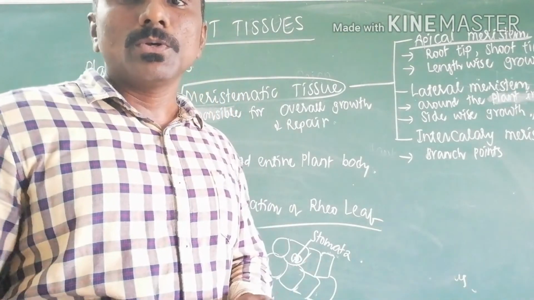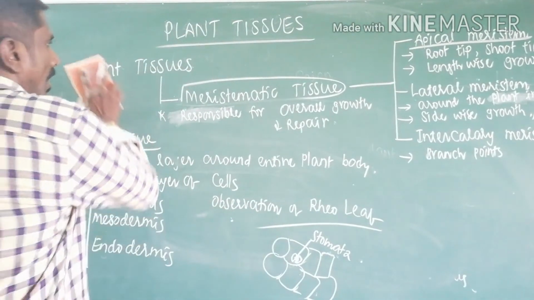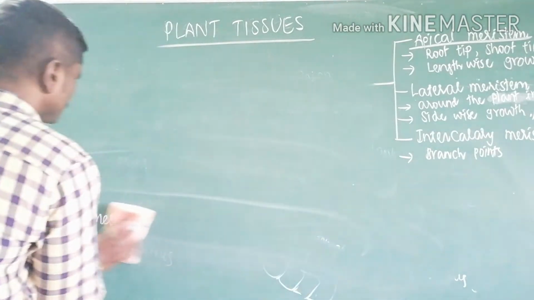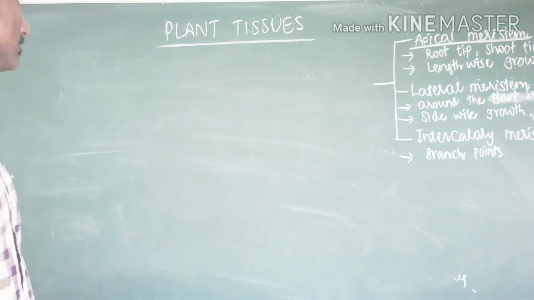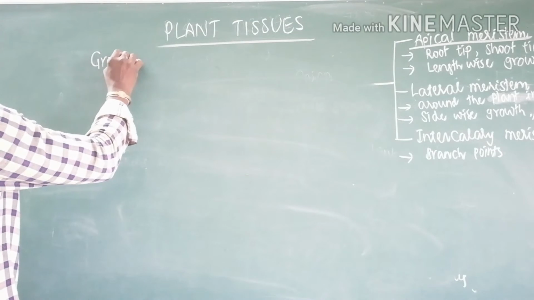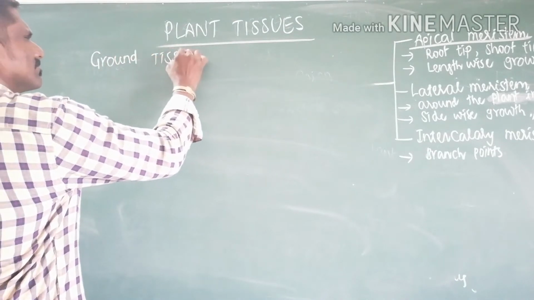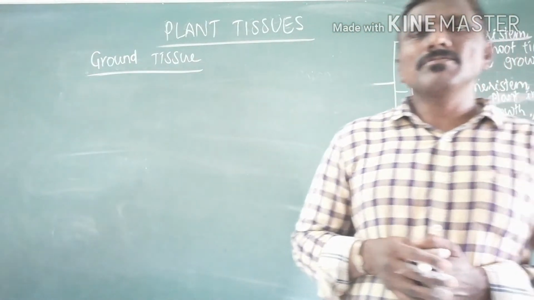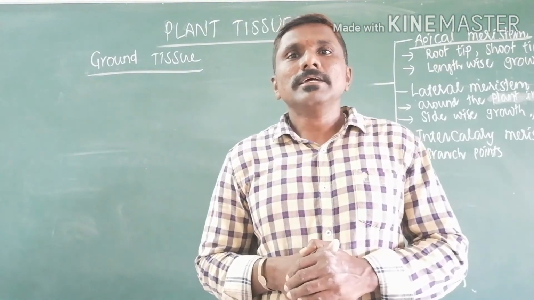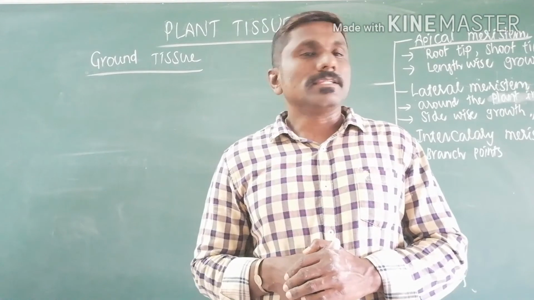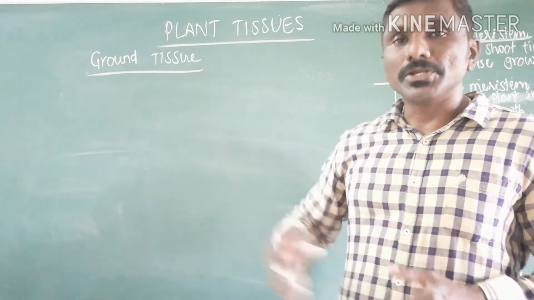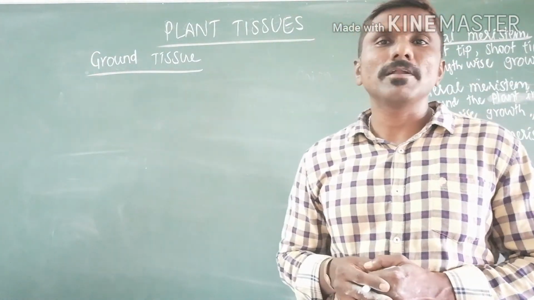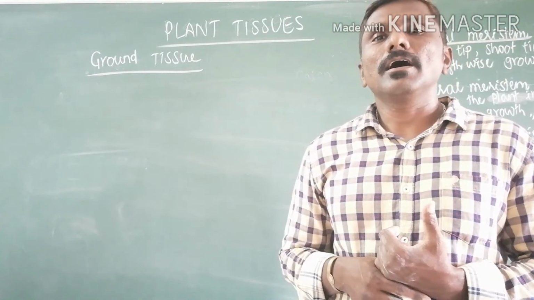And coming to another tissue, ground tissue. The ground tissue forms the bulk of the plant body where the cells are large and compactly packed, and the bulk of the plant is mainly made up of ground tissue. It gives mechanical strength and support to the plant body, whereas the ground tissue is again of various types here.